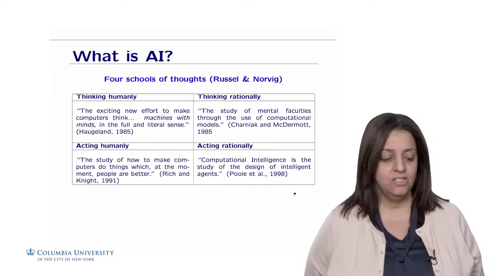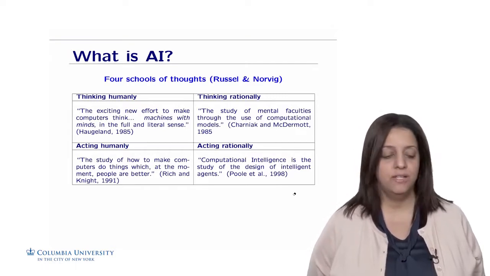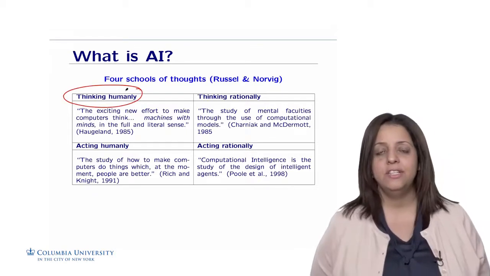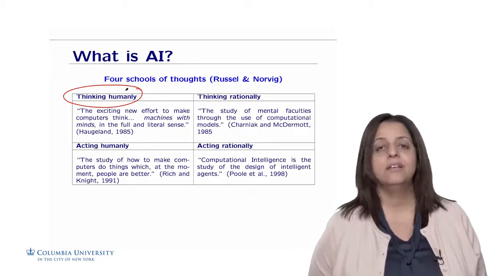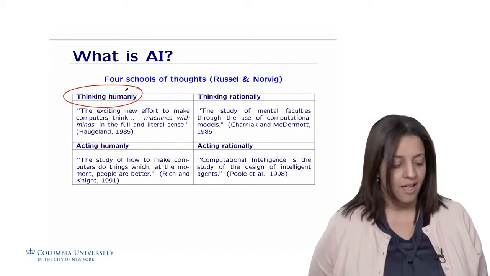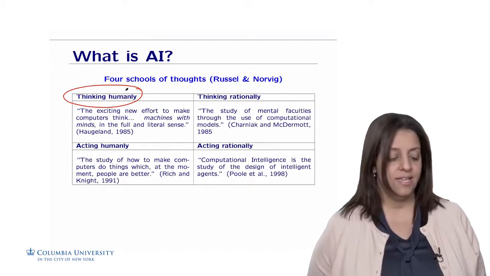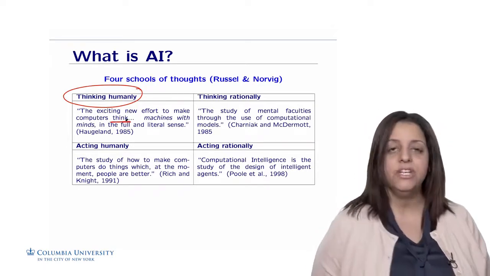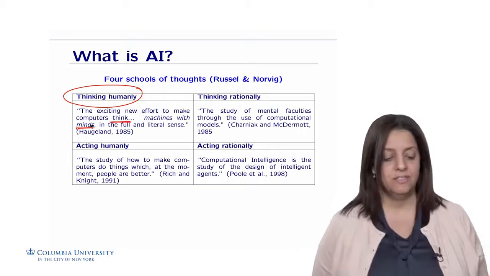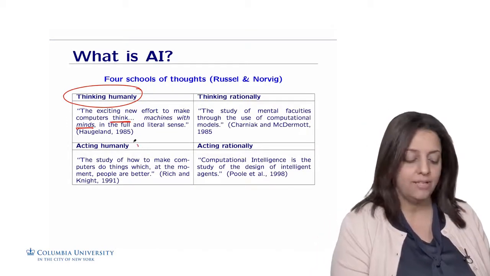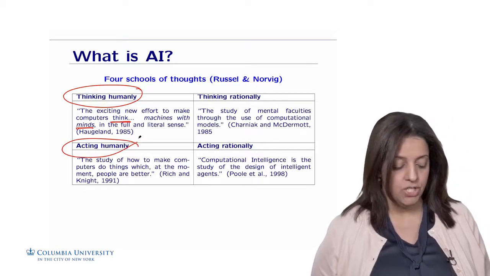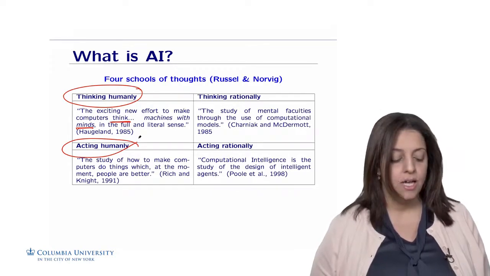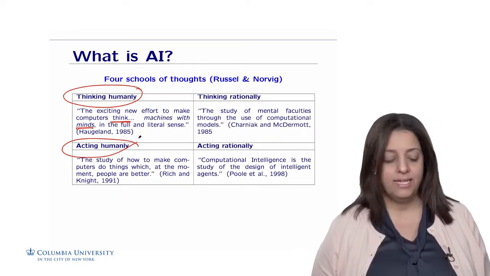So what is artificial intelligence? There are 4 schools of thought according to Russell and Norvig. The first one is about thinking humanly, in which several researchers defined it as how to make computers have a mind or think. One of them is Haugeland in 1985, who says that it is the exciting new effort to make computers think, machines with minds in the full and literal sense. The second school of thought is about acting humanly, as defined by Rich and Knight in 1991, as the study of how to make computers do things at which, at the moment, people are better.